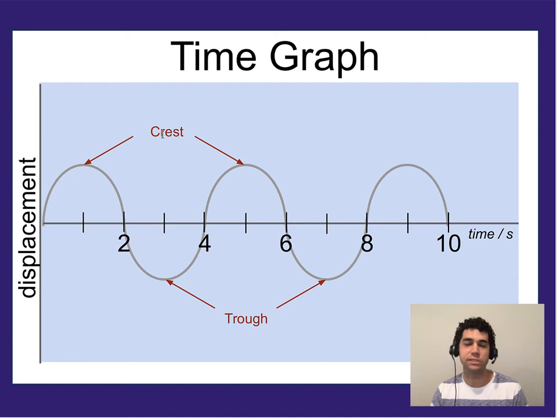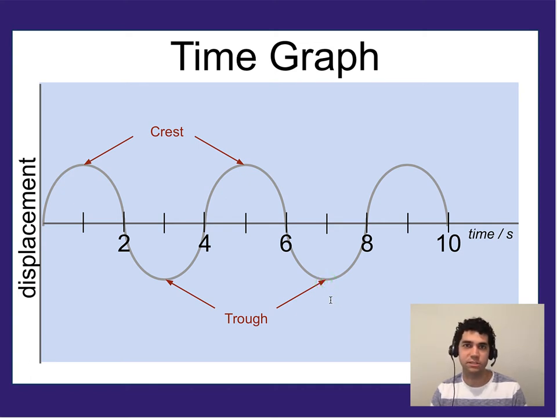But you won't see this too much in official descriptions of things. So we often won't reference crests and troughs. We'll talk about the period or the cycle of a wave, and more on that in a second. But just in case you do need to know, the top of a wave is often called a crest, and the bottom of a wave is called a trough.